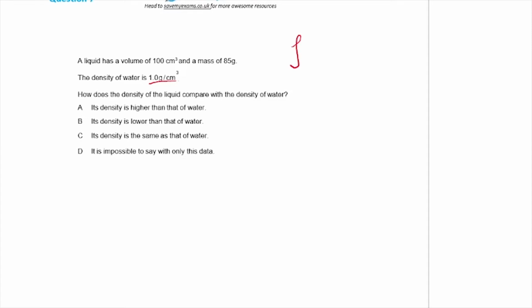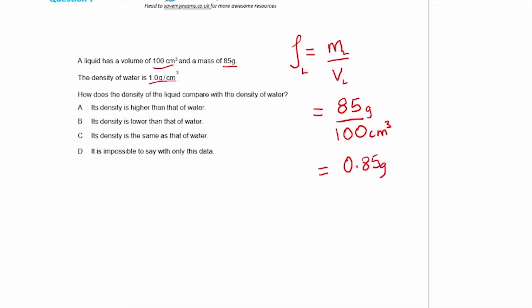So the density of the liquid is going to be given by the mass of the liquid divided by the volume of the liquid. What is the mass of the liquid? The question says it is 85 grams. So we have 85 grams divided by the volume of the liquid, which is 100 centimeters cubed. When we divide the two, we end up with 0.85 grams per centimeter cubed.